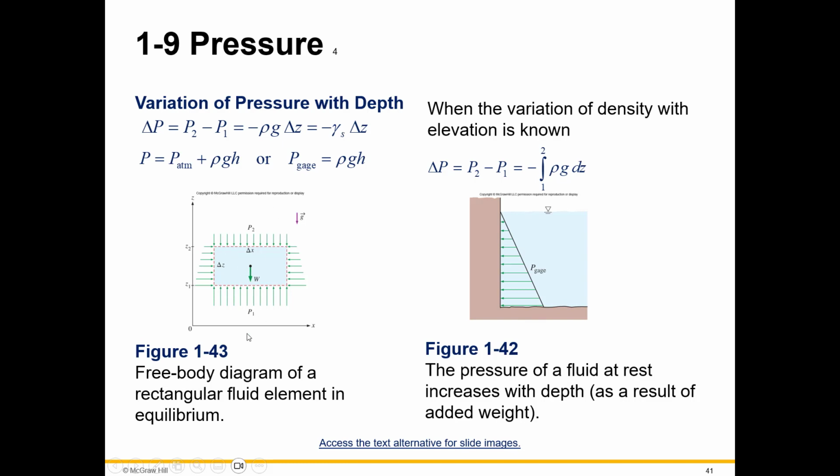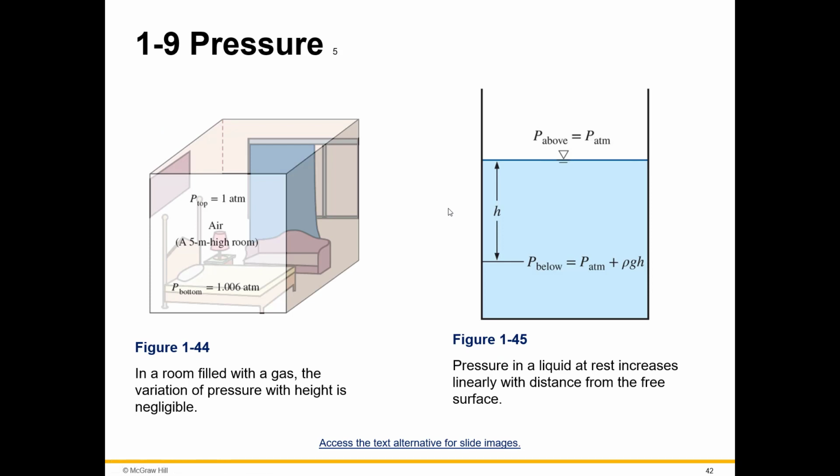So these are just free body diagrams, and you can see gauge pressure here, but these are formulas that we will start to use. And when variation of density with elevation is known, you can use this portion. So here is just a schematic for the pressure as well. In a room filled with a gas, the variation of pressure with height is negligible. That's because to really get some change in pressure, you would have to go to the top of a mountain, right? That's where you really have to go to notice it. And we only notice it really in our breathing. So it's not like it's just non-existent.